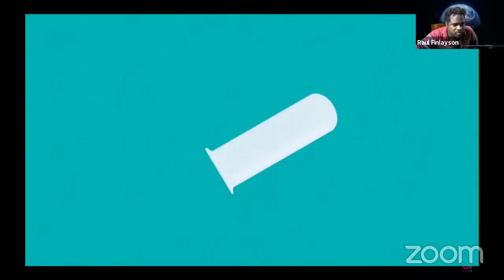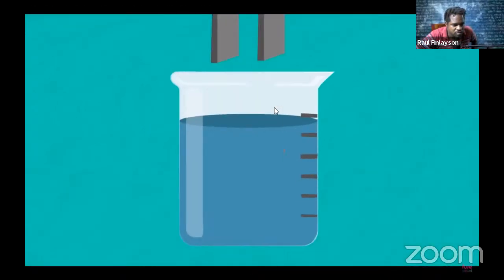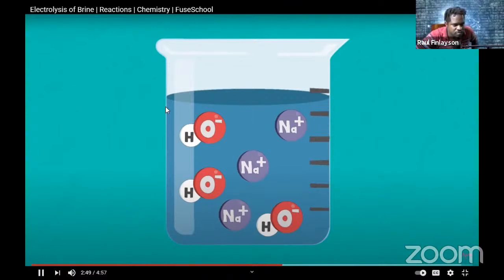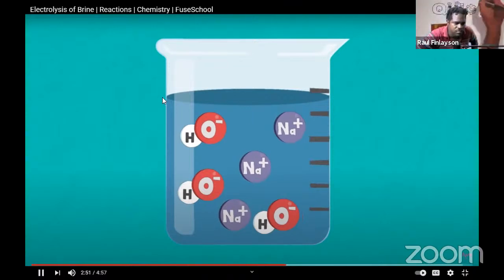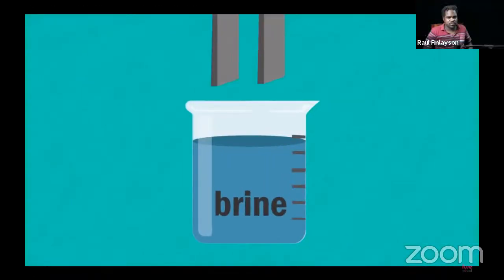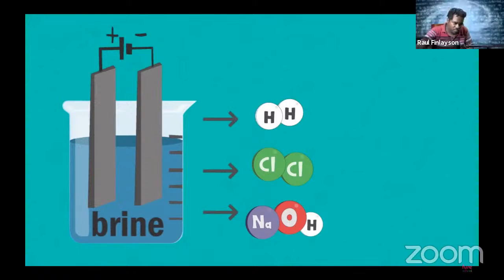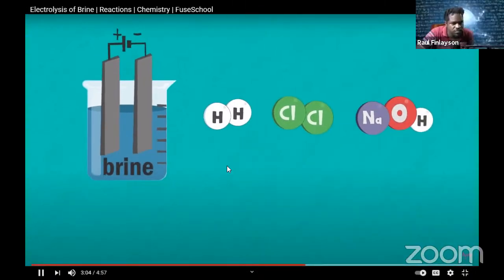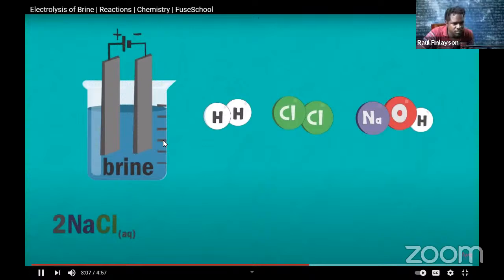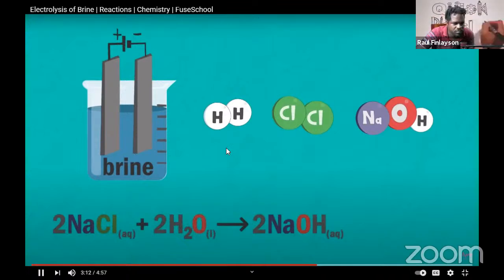The test to prove that it is hydrogen is done with a burning wooden splint, and you'll hear a familiar pop as the hydrogen burns. The ions left in the solution are the positive sodium ions and the negative hydroxide ions, which combine to form sodium hydroxide. Overall, the electrolysis of brine has produced hydrogen, chlorine, and sodium hydroxide, and so we can write a summary equation. Concentrated sodium chloride solution plus water, when electrolyzed, gives sodium hydroxide solution, hydrogen gas, and chlorine gas.